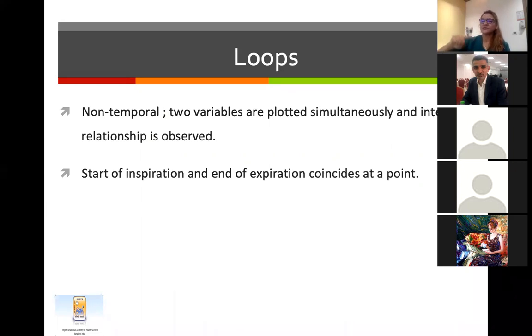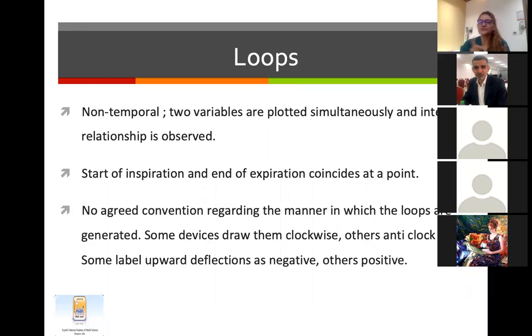The beauty of the loop is that the starting of inspiration and the end of expiration coincide at a single, same point. And you should check your ventilator, because there is no agreement that positive will always be inspiration and negative will always be expiration. It may be opposite, and clockwise and anti-clockwise may be opposite. So you should know your ventilator and your graphics when you are buying and seeing where it is, because otherwise, if I teach you this way and you start looking at your graphics the same way, and it may be the opposite one, then it will be a problem.